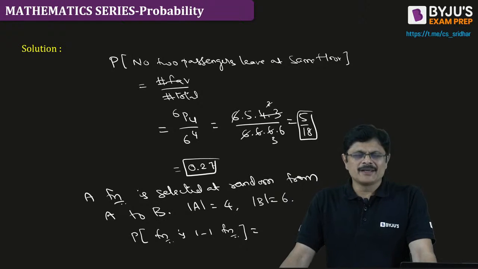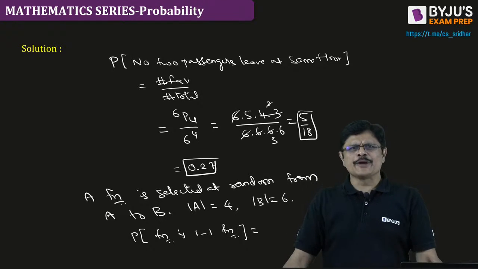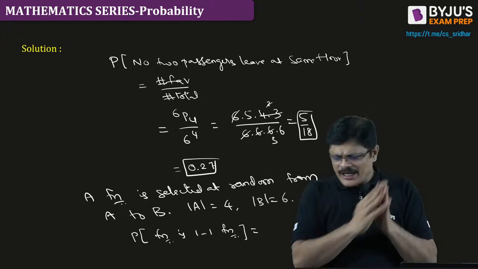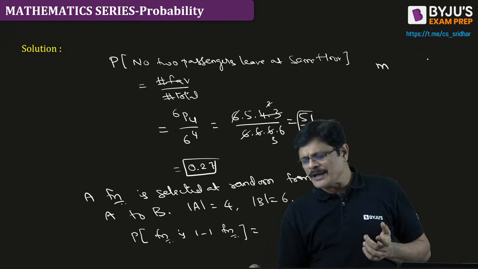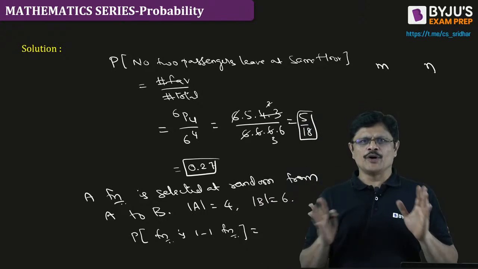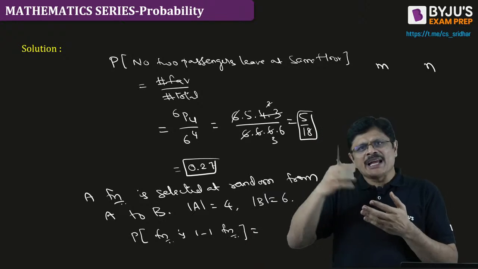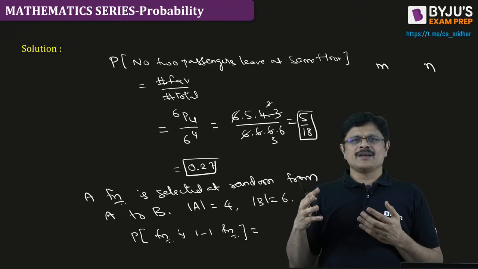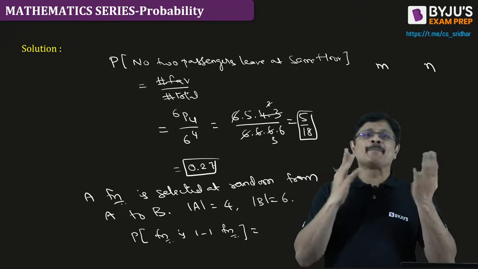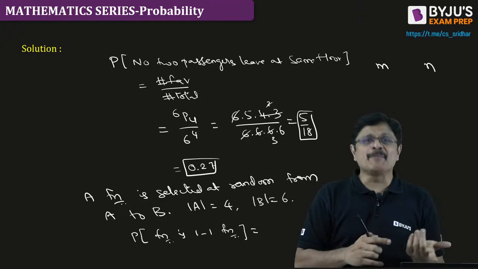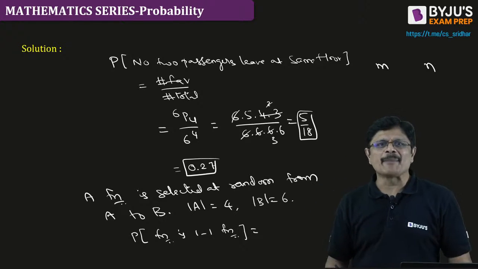If you observe, all these types of questions, we have m people here and n places here. We need to arrange these people in these n places. Without any restriction it is n power m. With restriction it is nPm. So that is exactly what happened here, my dear friends.